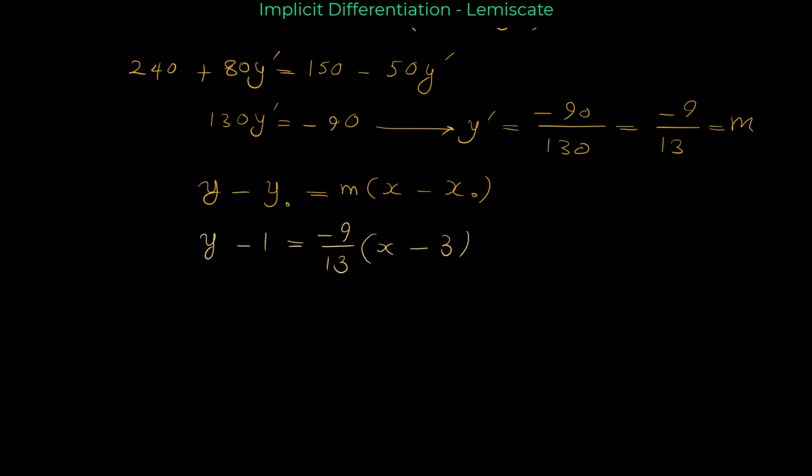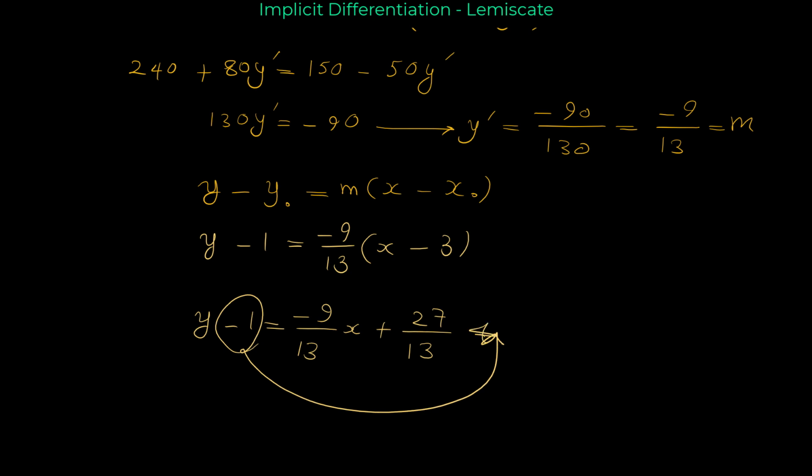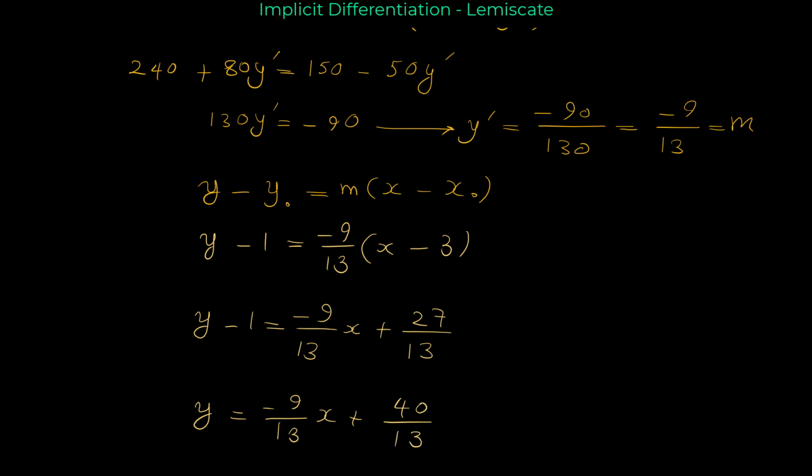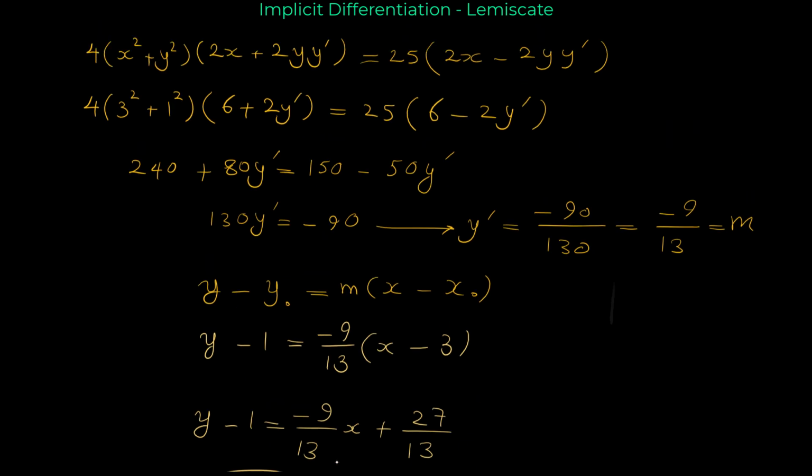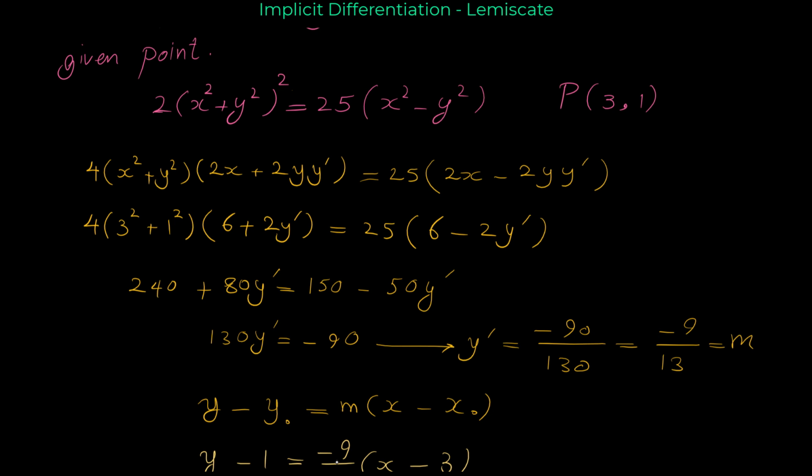If you want, you can simplify this answer, but it's not really necessary to do so. If you multiply negative 9 over 13 inside the bracket, we have negative 9 over 13 x. Negative 9 times negative 3 is 27, so plus 27 over 13. If we move this negative 1 to the other side, then we have plus 1. 27 over 13 plus 1. If we find a simple common denominator, it equals 40 over 13. So this is the final answer for this question. This is the tangent line to this given curve at this point.